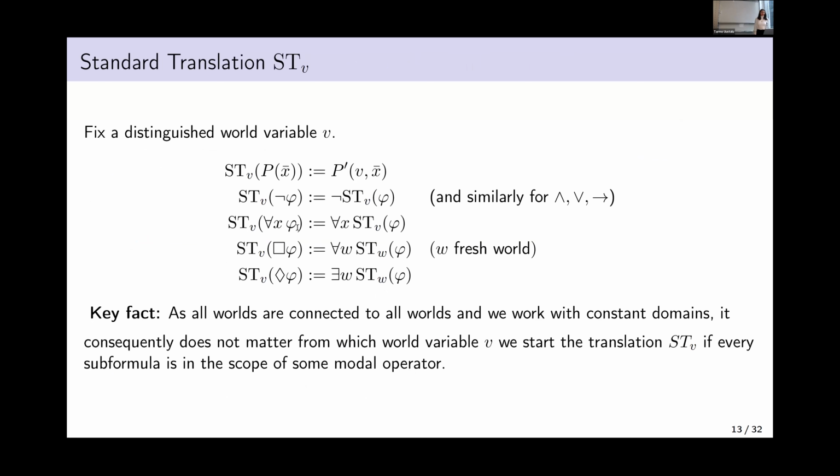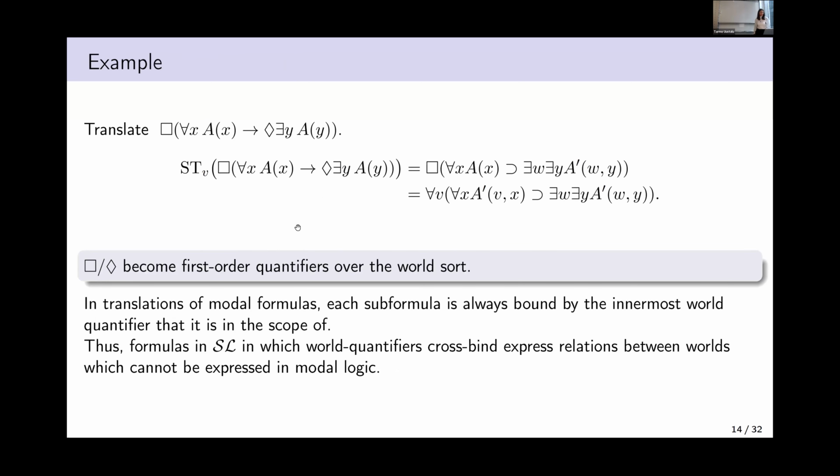So here is a standard translation of how formulas from modal S5 are translated to SL. The key fact is that all worlds are connected, as I mentioned, and we work with constant domains. So consequently it doesn't matter from which world variable we start, if every subformula is in the scope of some modal operator. So this is a simple example of the translation of a modal formula in the two-sorted language. Here you see that box and diamond become quantifiers over worlds.